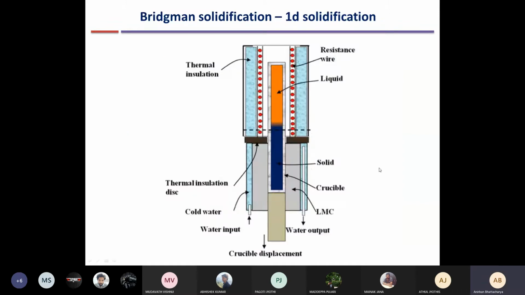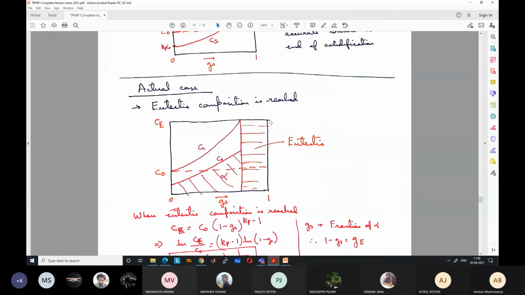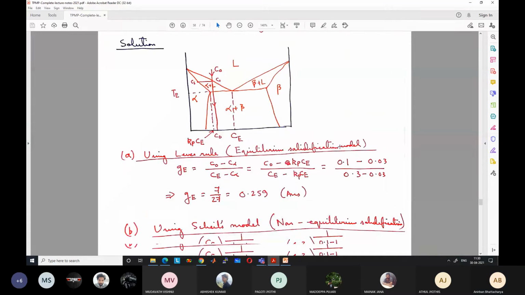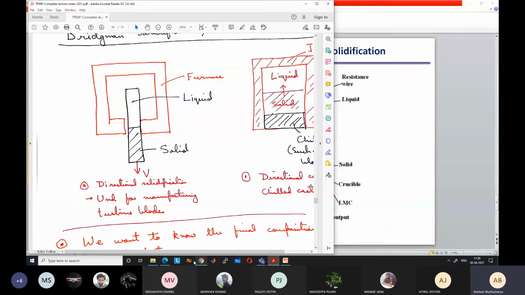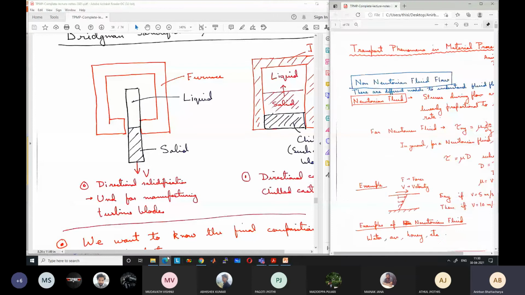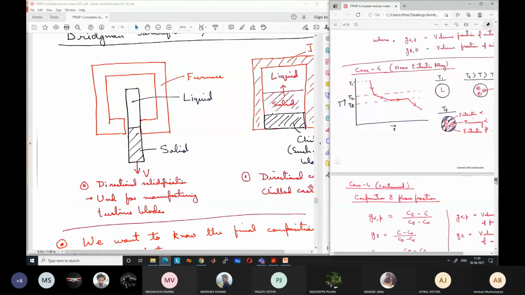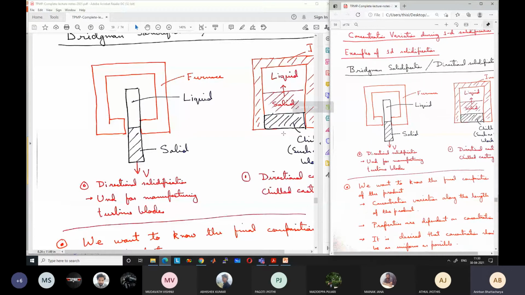So let us study this process, and then we will come to another process which is known as zone melting. Okay. So what I am going to do is keep the diagram open in the other window, like we always do, and we will go through some discussion regarding this material.